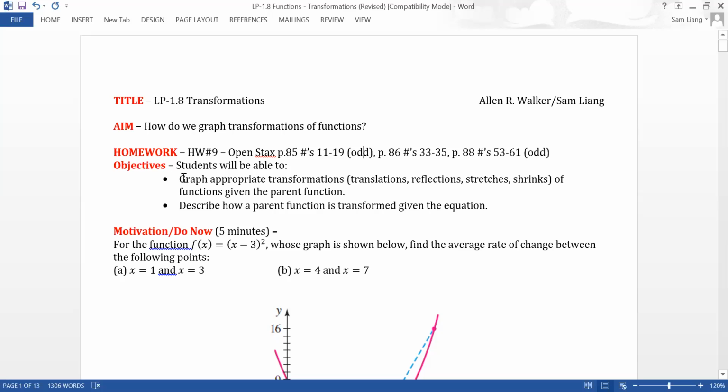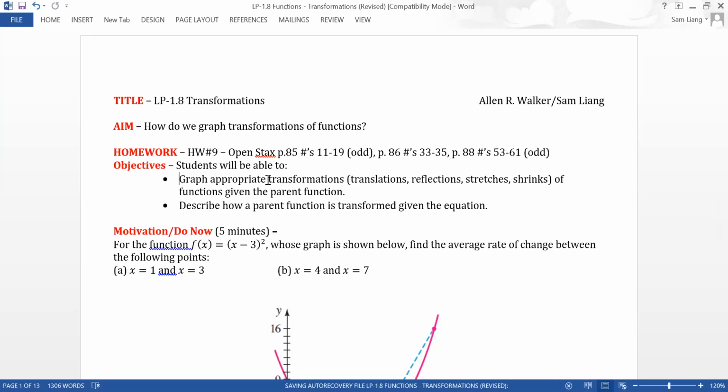And I'm actually going to read the objectives today. I know I haven't done it usually in the past, but I think it's good that we do so. So let me read it for you. One of the first objectives of today is graph appropriate transformations. So translations, reflections, stretches, shrinks of functions given the parent function.